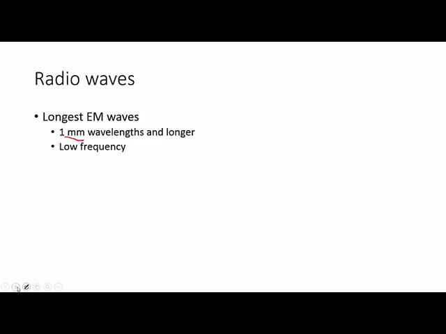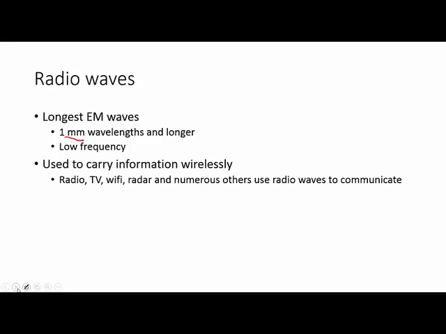So they're long waves with a low frequency, and we use them to carry information wirelessly. Everything from TV and radio to cell phones and Wi-Fi uses radio waves to communicate. Radar for navigation. Okay, microwaves fall at the top end of this. Like I said, when I say microwave, I don't want you to think microwave oven. Although microwave ovens do use microwaves, I want you to think short radio waves.